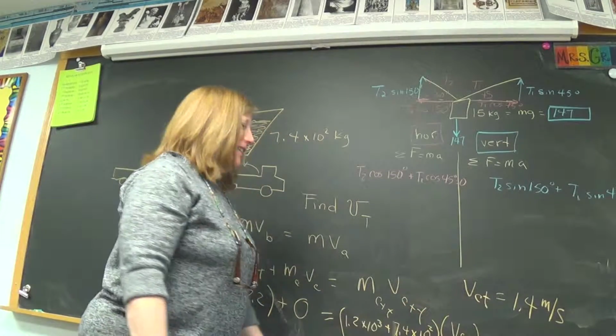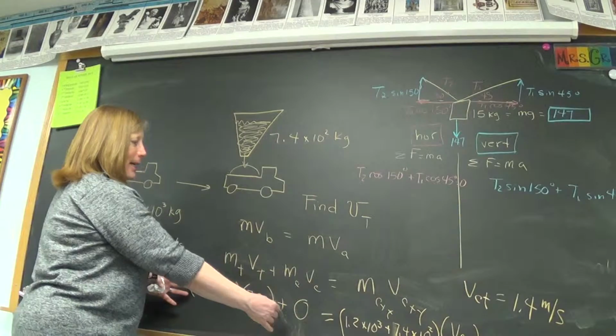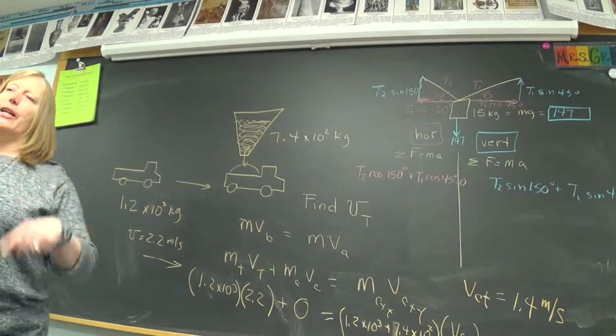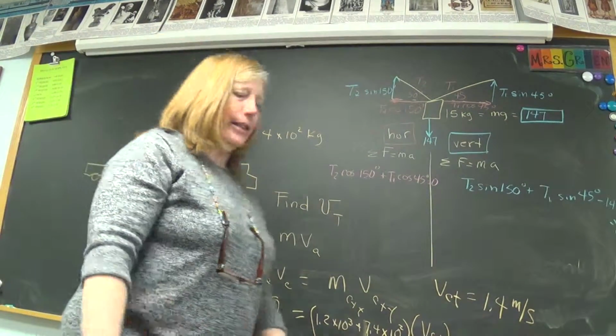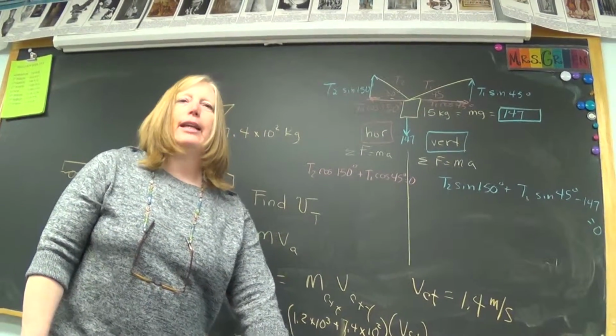So Molly noticed that she did the combined on the left and they separated them on the right. And as long as you put the numbers in the right place, it doesn't matter mathematically, you'll still get it right.